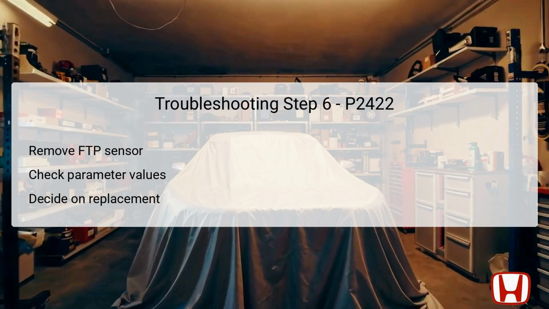If the readings confirm a malfunction, indicating that the sensor has failed, a replacement of the FTP sensor is necessary to rectify the problem. However, should the values be accurate, the issue may lie deeper within the EVAP canister itself, necessitating a replacement of the canister due to potential internal blockages.